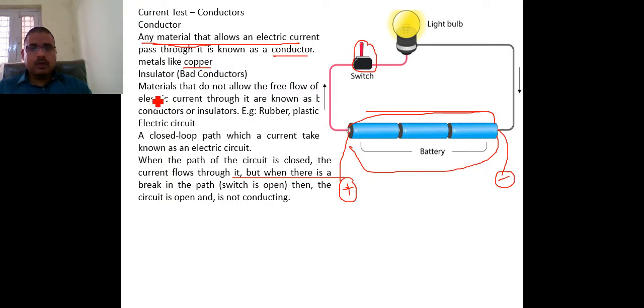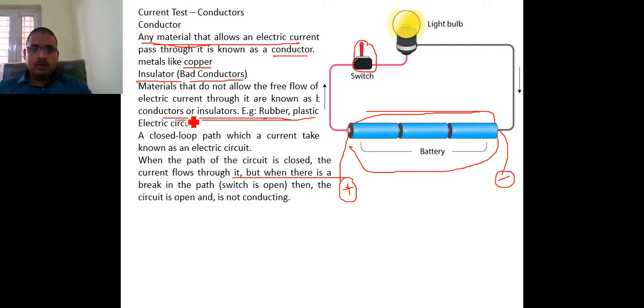Now, another is the insulator. When materials do not allow current to pass through them in the given condition, then those materials are called insulators, and these materials are basically rubber and plastic. These are very good examples to understand these things.